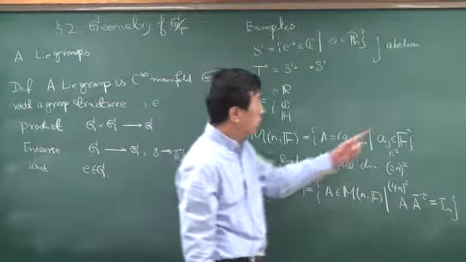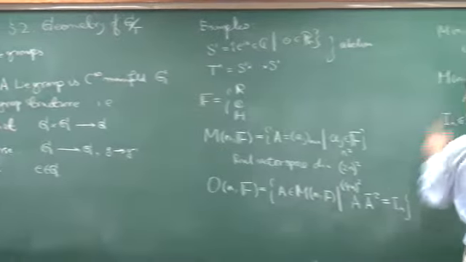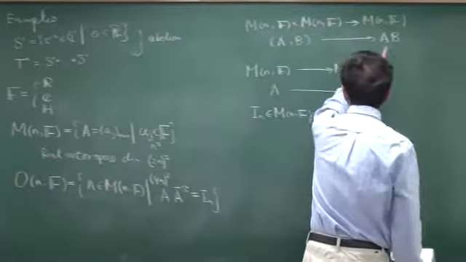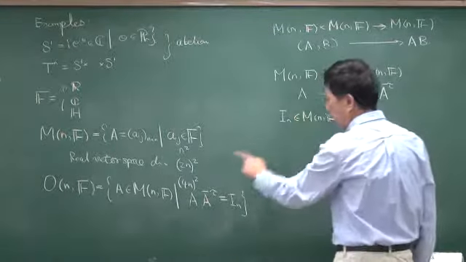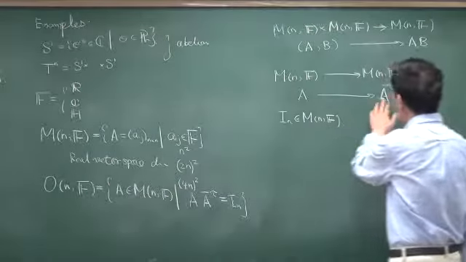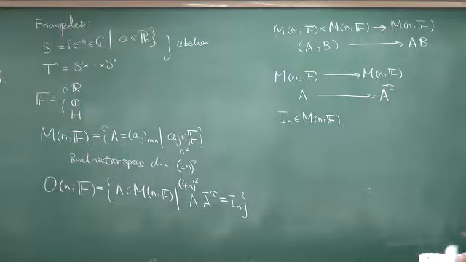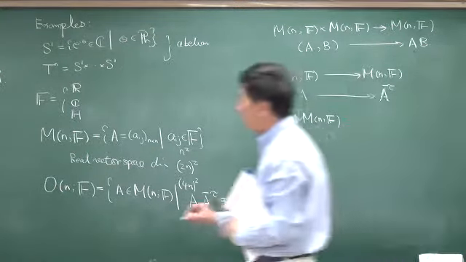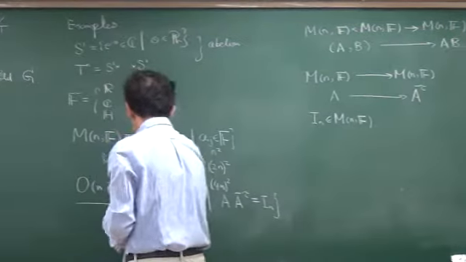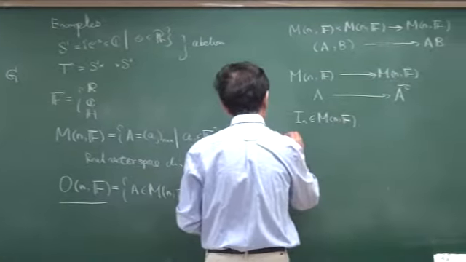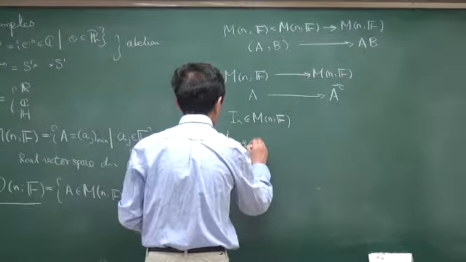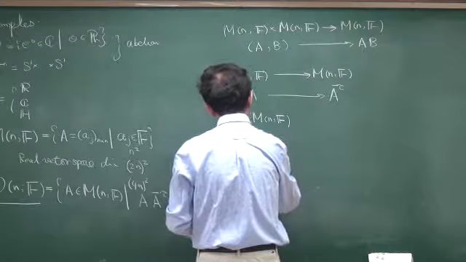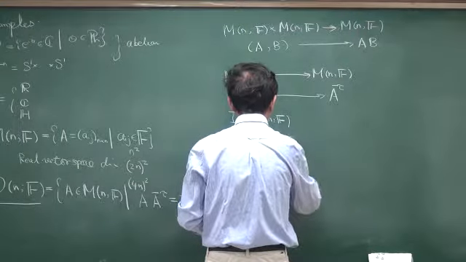You can simply verify that if you restrict the product to this set, then the value is again an element here. Also, if you take the inverse operation, it is again an element here. So with this structure, this automatically becomes a Lie group. These Lie groups are called the classical Lie groups.